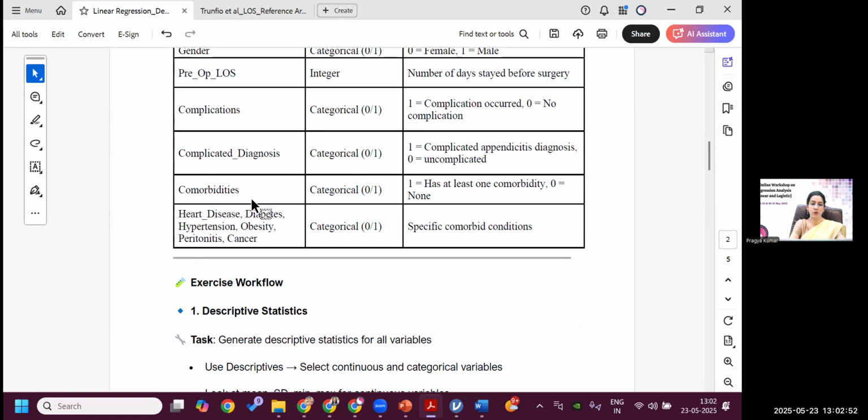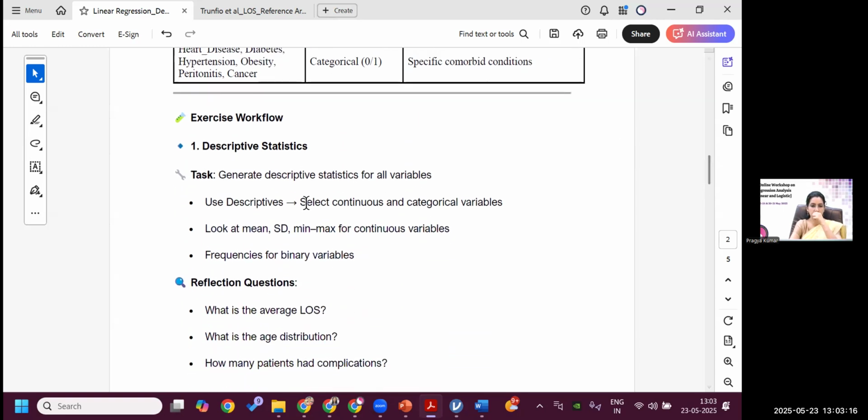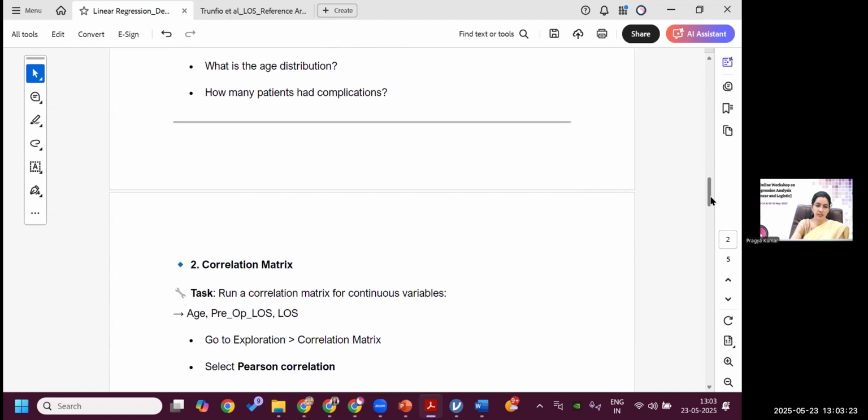And for comorbidities, 0 is for absent, they have given 0 as none, and even if one of the comorbidities is there, they have given a code of 1. The other individual comorbidities were heart disease, diabetes, hypertension, obesity, peritonitis, and cancer. Again, you can see the descriptive statistics of the variables, and then the age distribution and all.